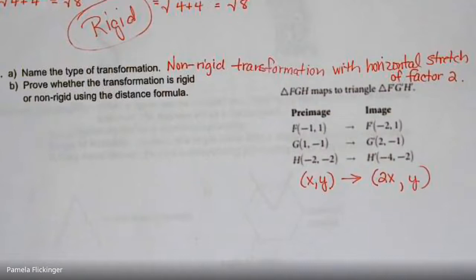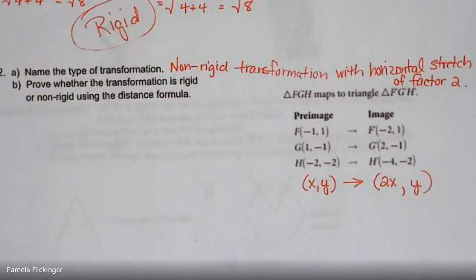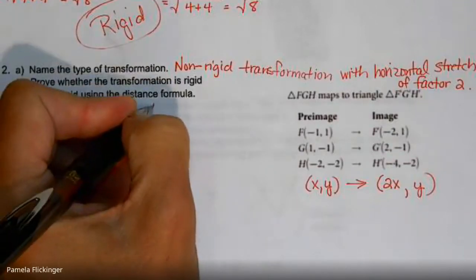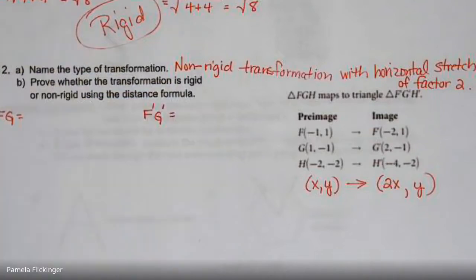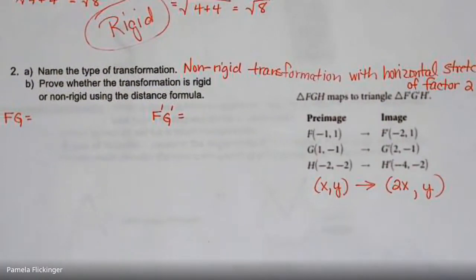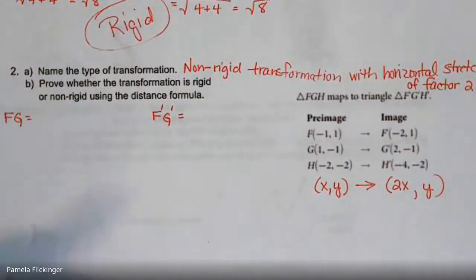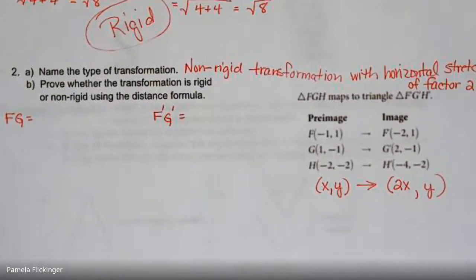Okay, now we're going to prove it. So we've got 3 sides. So we're going to need to prove that FG is different from F prime G prime. And actually, in order to prove that it is non-rigid, we just need to show that it's not congruent. So if you can show me that one side pair of the pre-image and the image are not congruent, then we'll be able to stop there to show that it is actually non-rigid. So let's see what we get.